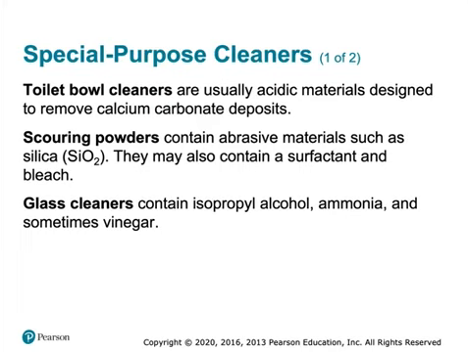Scouring powders have abrasive materials. The ones that I use actually have oxalic acid in them. That's also the stuff that's in taro. But it may contain surfactant bleach. Yeah, they can have bleach too. Glass cleaners have isopropyl alcohol, ammonia, and sometimes vinegar, and also have surfactants as well.